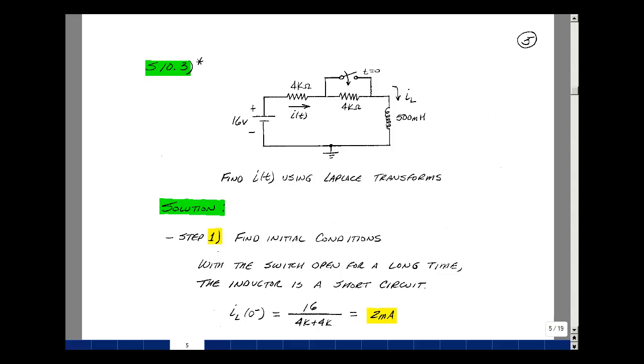This is supplemental problem 7.5, which consisted of a battery, 2 resistors, an inductor, and a single-pole, single-throw switch. That's going to close at t equals 0 and short that resistor out. Let's solve for the current i of t, but this time using the Laplace transform. We'll use our 5-step algorithm.